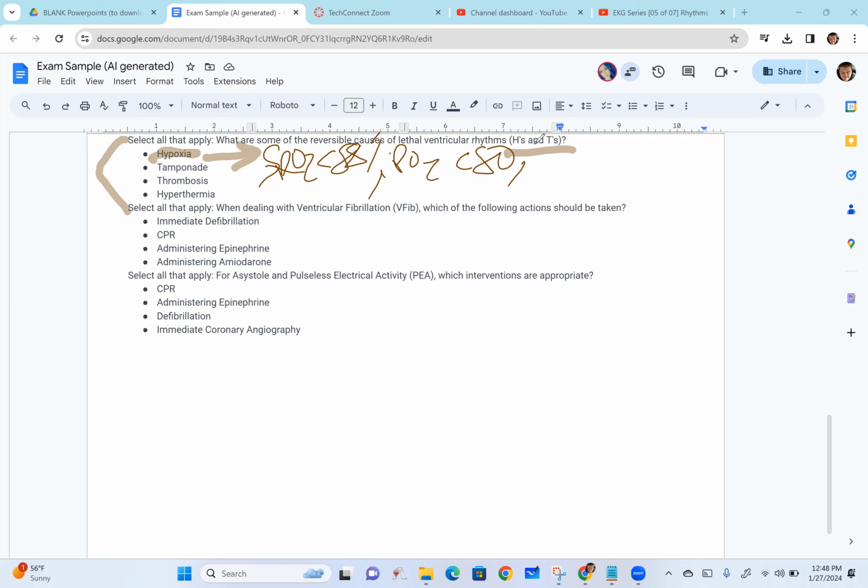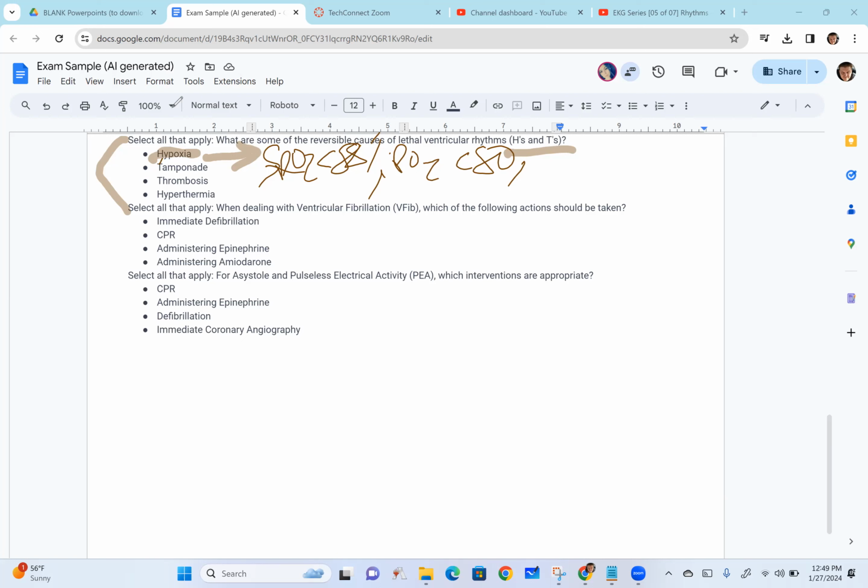Which do you think of the H's and T's? Thinking about the H's and T's, which one do you think it is, right? Well, with all those symptoms there, that's all hypoxia. Hypoxia would be the correct answer, right? Tamponade. So tamponade we didn't really talk about, and we might touch base on it with cardiac, with pericarditis and such, but that's not really for this test. But tamponade is one of the T's.